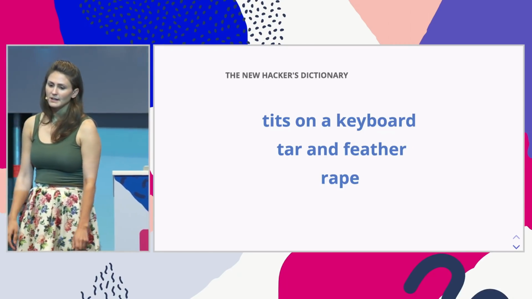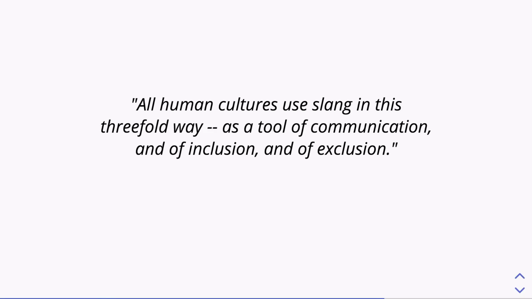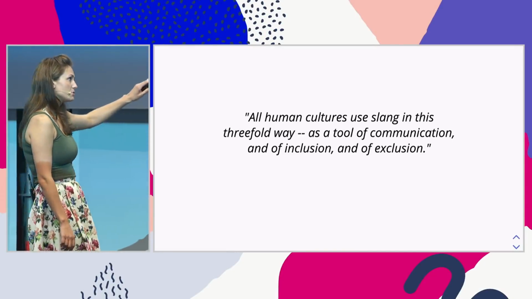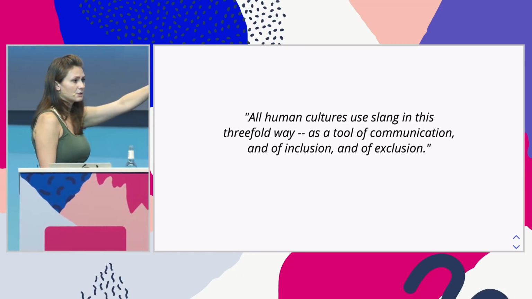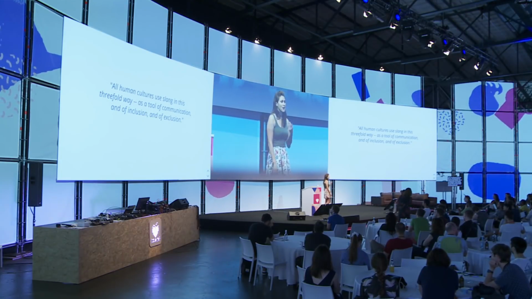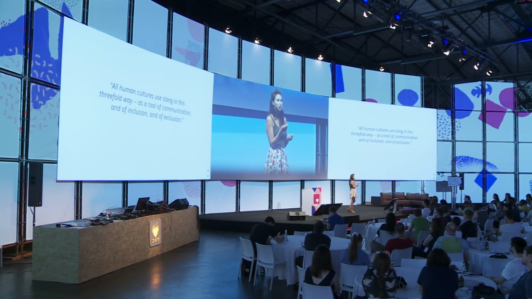In the beginning of that book, they say all human cultures use slang in this threefold way: as a tool of communication, and of inclusion, and of exclusion. I want to take the last part of this talk to talk a little bit about this exclusion piece. One of the ways in which the language that we use in programming is the most exclusionary lies in how biased it is towards native English speakers, how much it favors native English speakers.